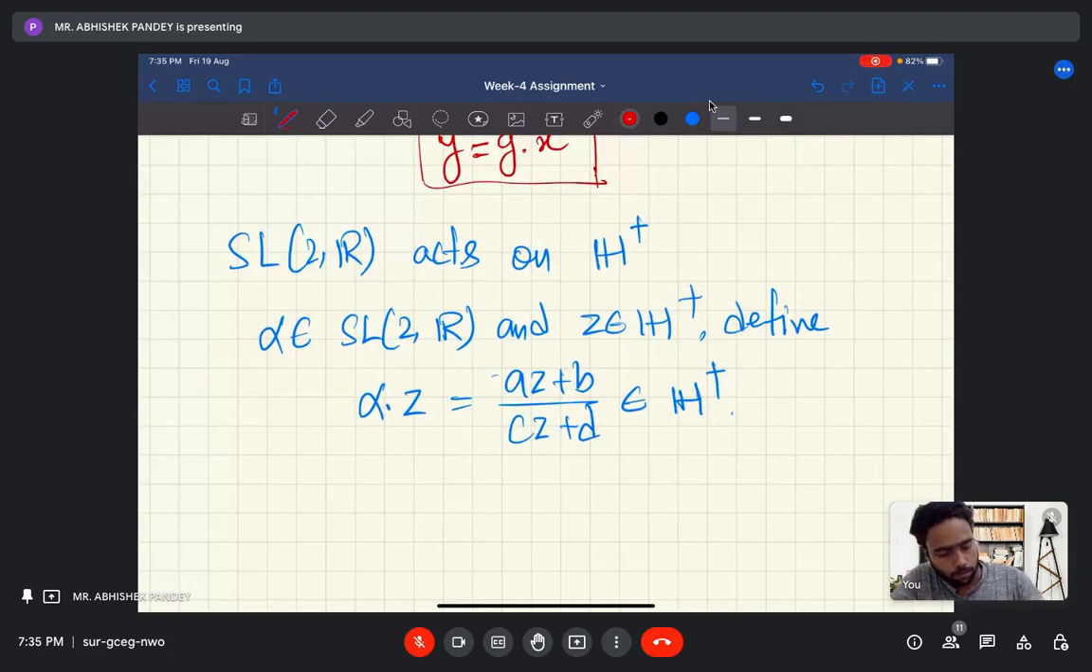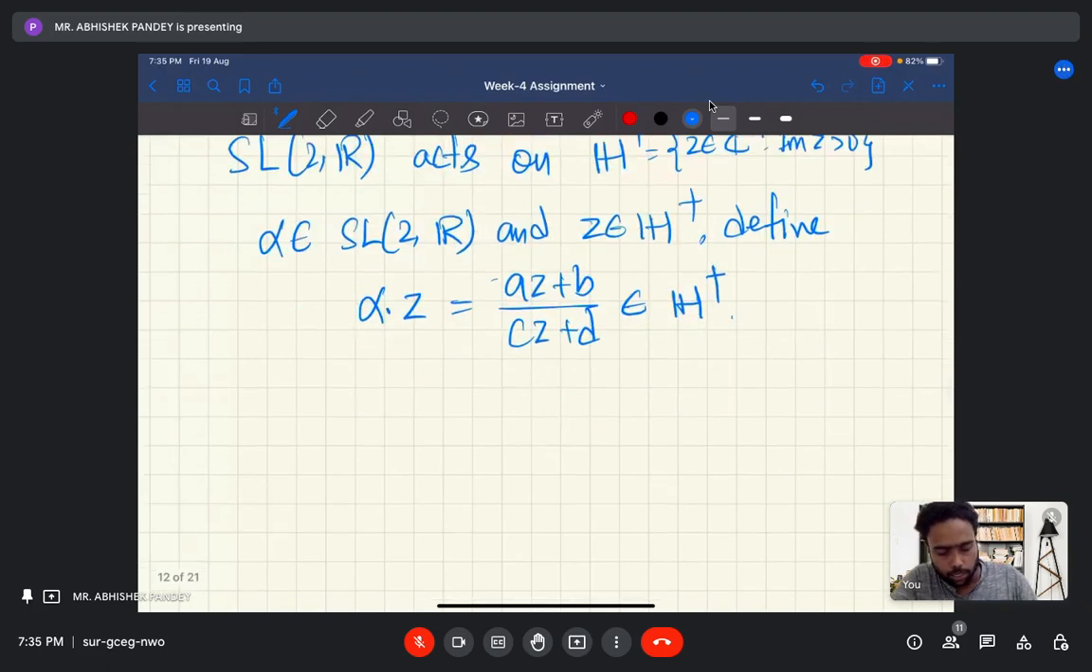Now SL2(R) acts on the upper half plane. So how does it act on the upper half plane? You take alpha in SL2(R) and apply alpha·z equals (az plus b) upon (cz plus d). This will again be in H plus, like the way we have proved earlier.